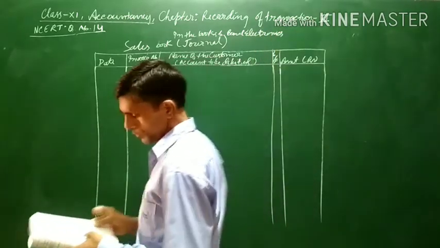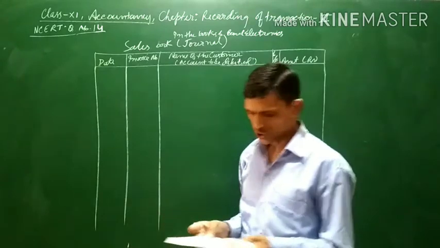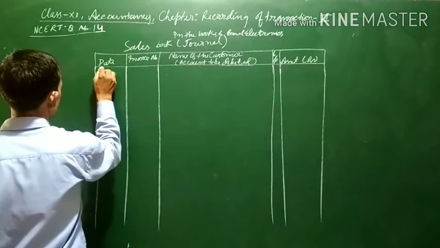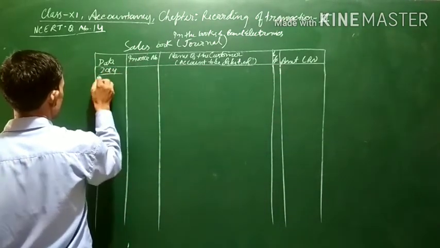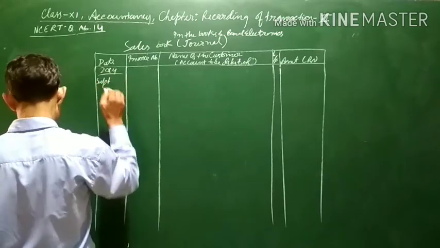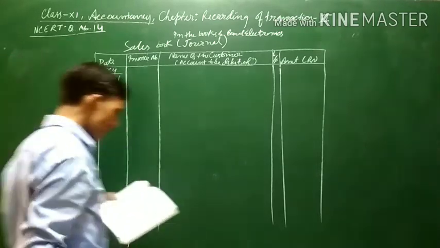This also you can write. The transaction is starting in the year 2014, as given. The year is 2014 and the date is September 1.